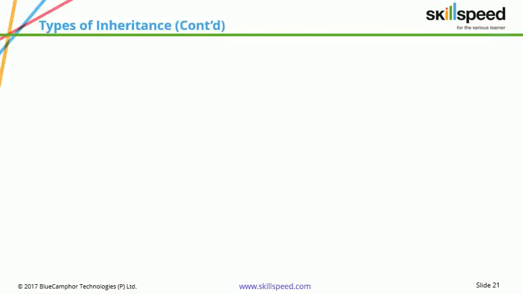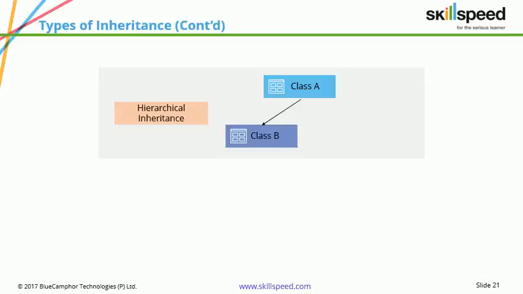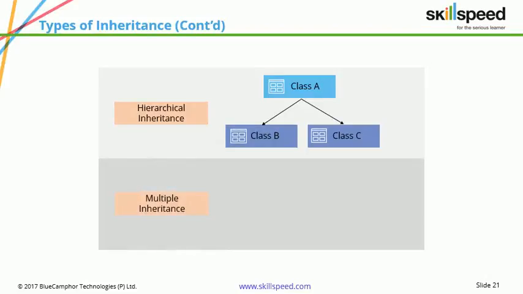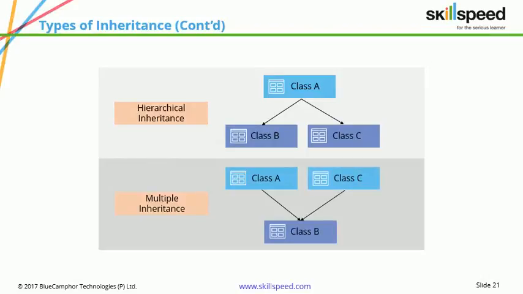The next one is hierarchical inheritance. In this, one class is inherited into more than one class. Here, class A is inherited into class B and class A is also inherited into class C. The final one is multiple inheritance, in which one class will inherit more than one class. Here the picture shows class B is inheriting class A and class C. Multiple inheritance, as we already discussed, is not possible in Java.